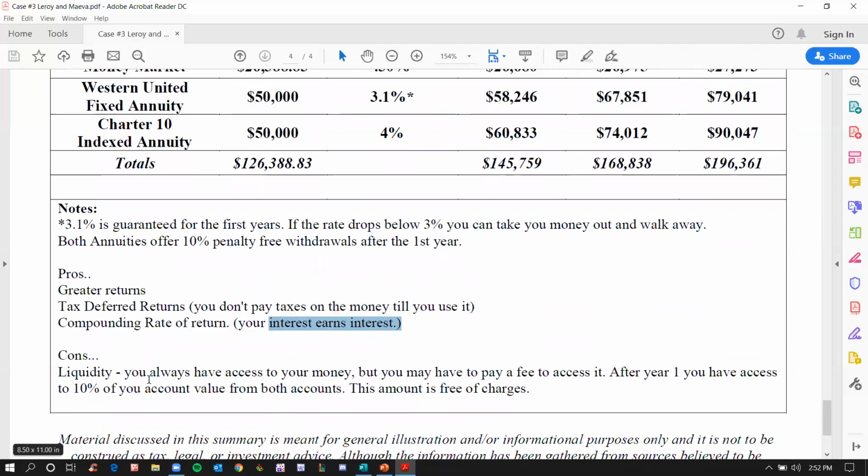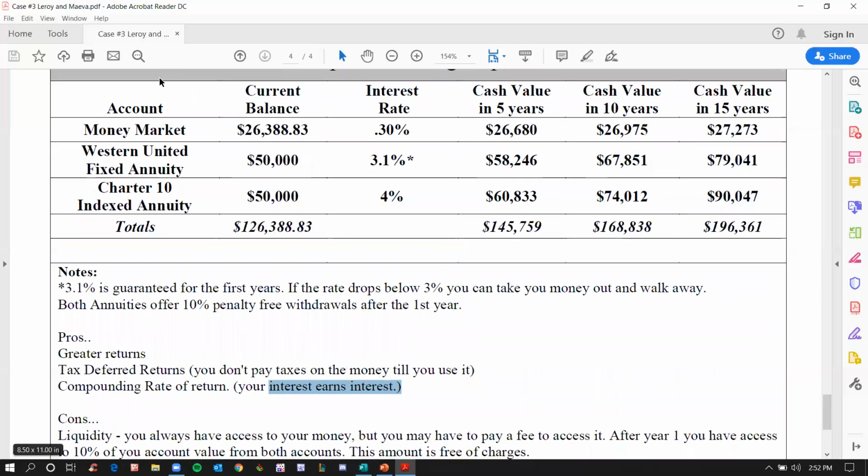Now the cons, again, the liquidity issue. You always have access to your money, but you may have to pay a fee to access it, called the surrender charge. After the first year, you have a 10% penalty-free withdrawal from each account. That amount is free of charges. So again, would you rather have 130,000 or 196,000? Keeps it really simple.